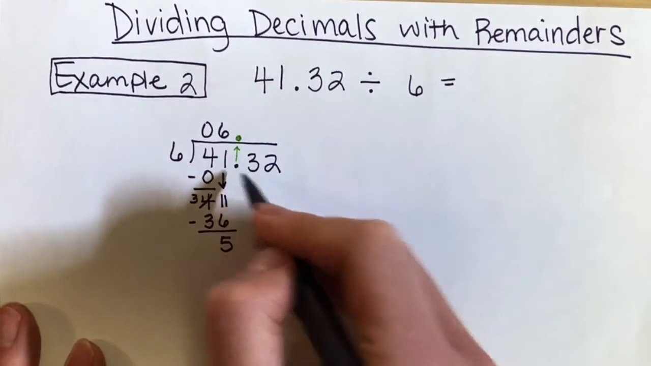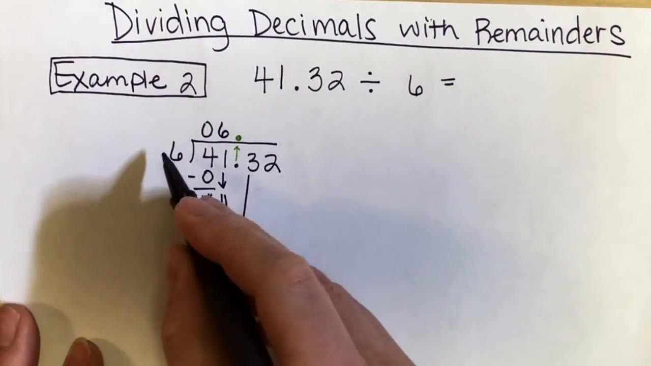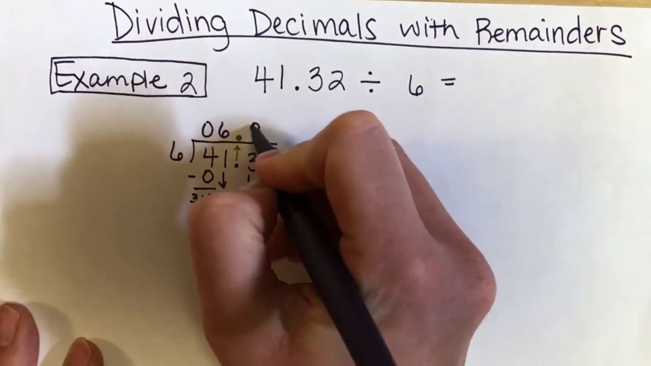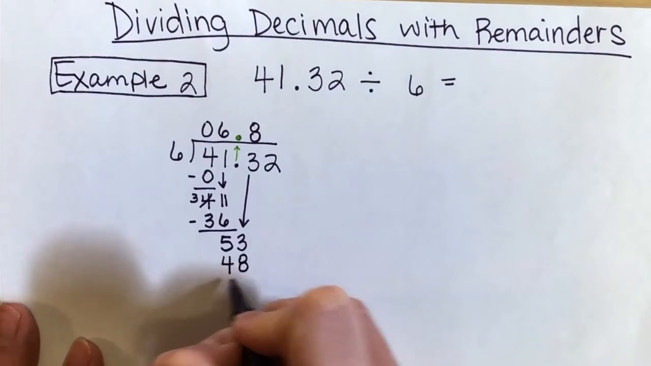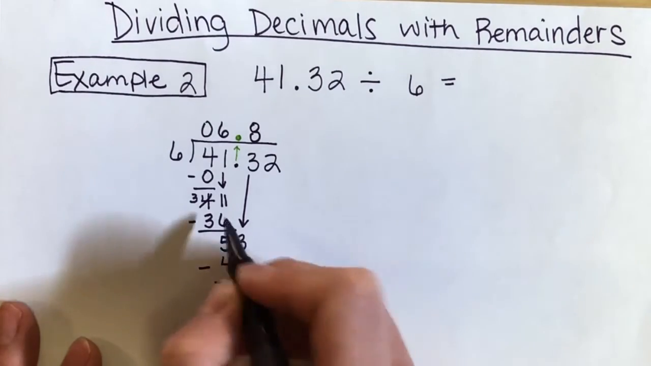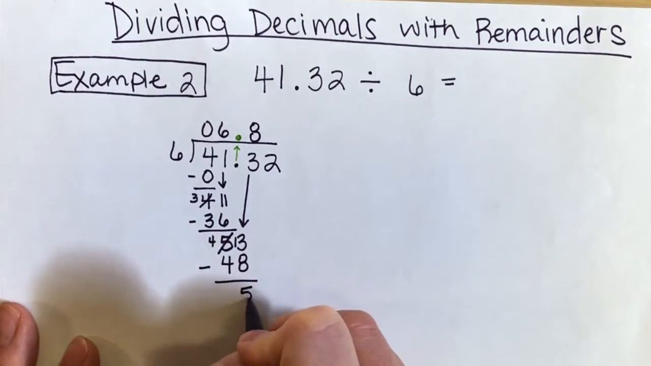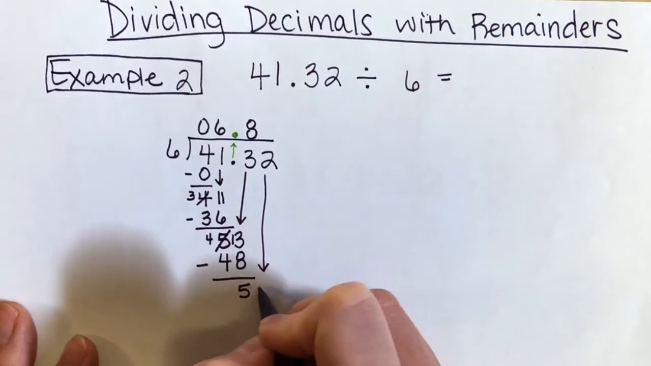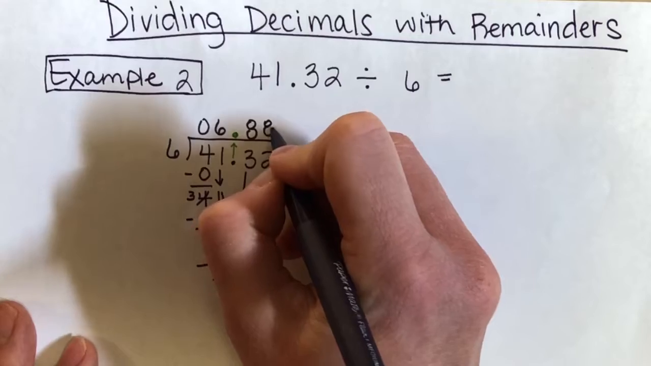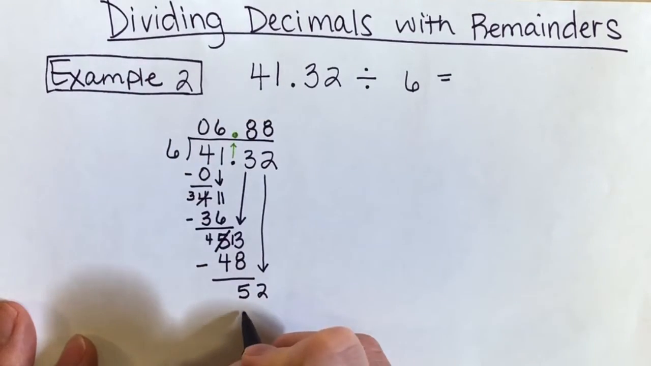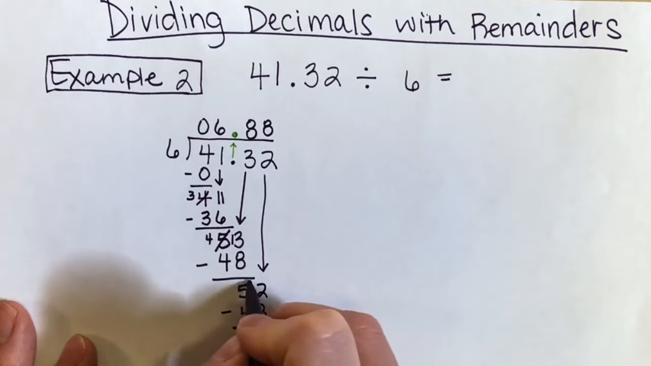I'm going to pretend like that decimal is not there. I'm just going to bring down my 3. How many times can 6 go into 53? It can go into 53 8 times. 6 times 8 is 48. 53 minus 48, I need to borrow from this 5. I get 13 minus 8 is 5. Now I'm going to bring down the 2. 6 can go into 52 8 times. 6 times 8 is 48. Subtract, I will get 4.